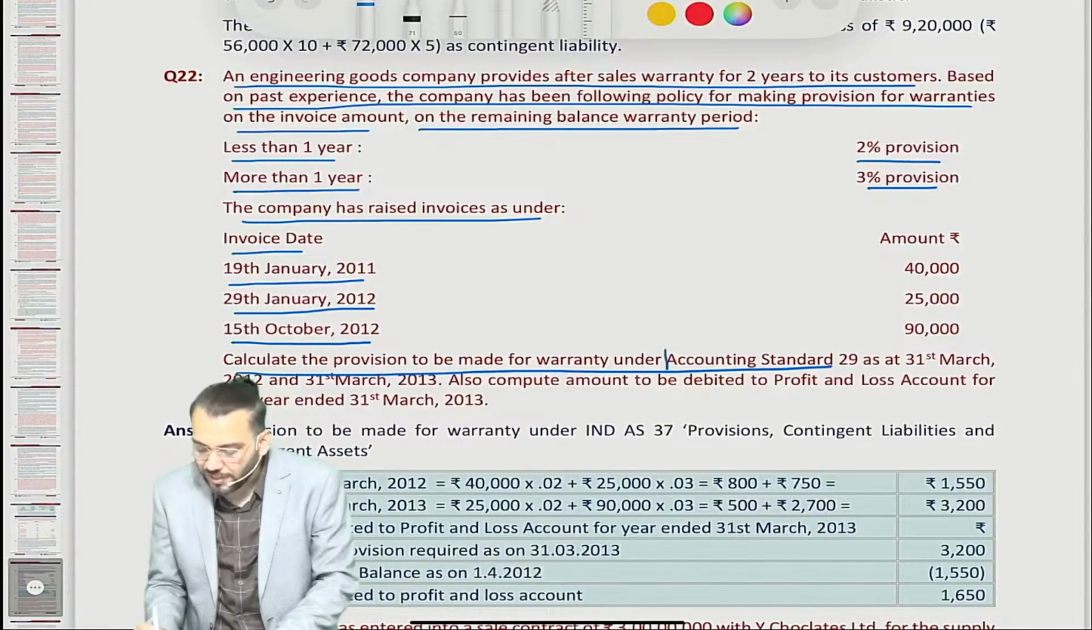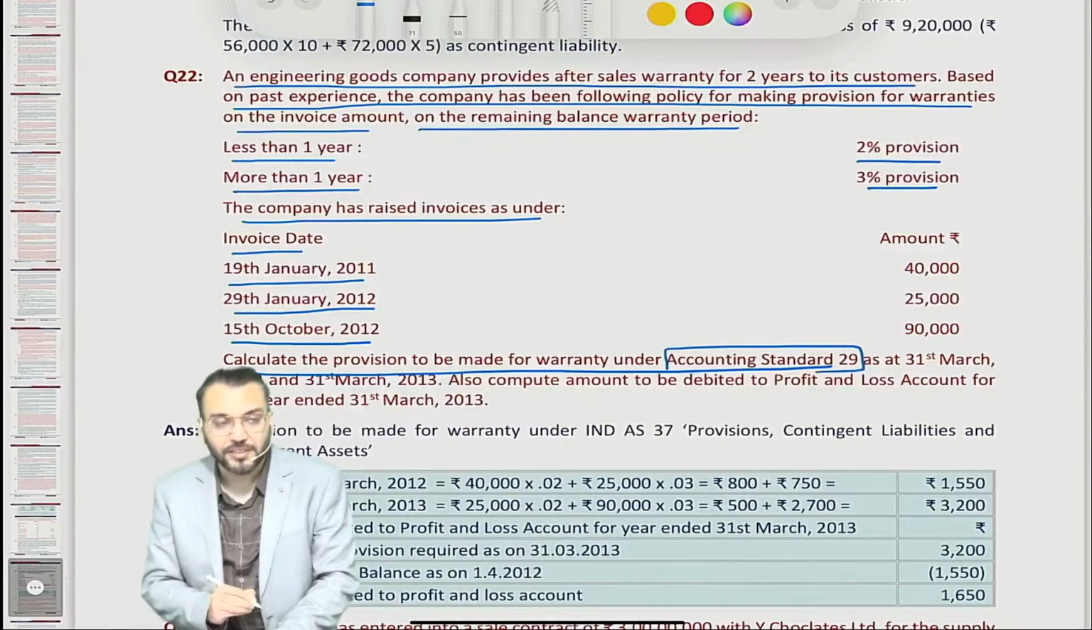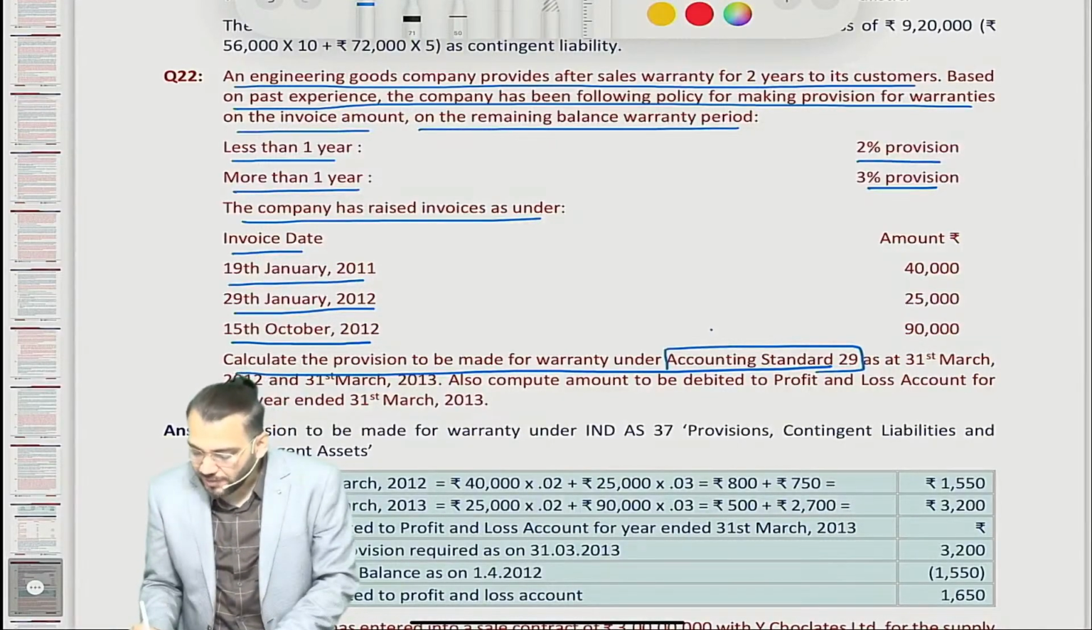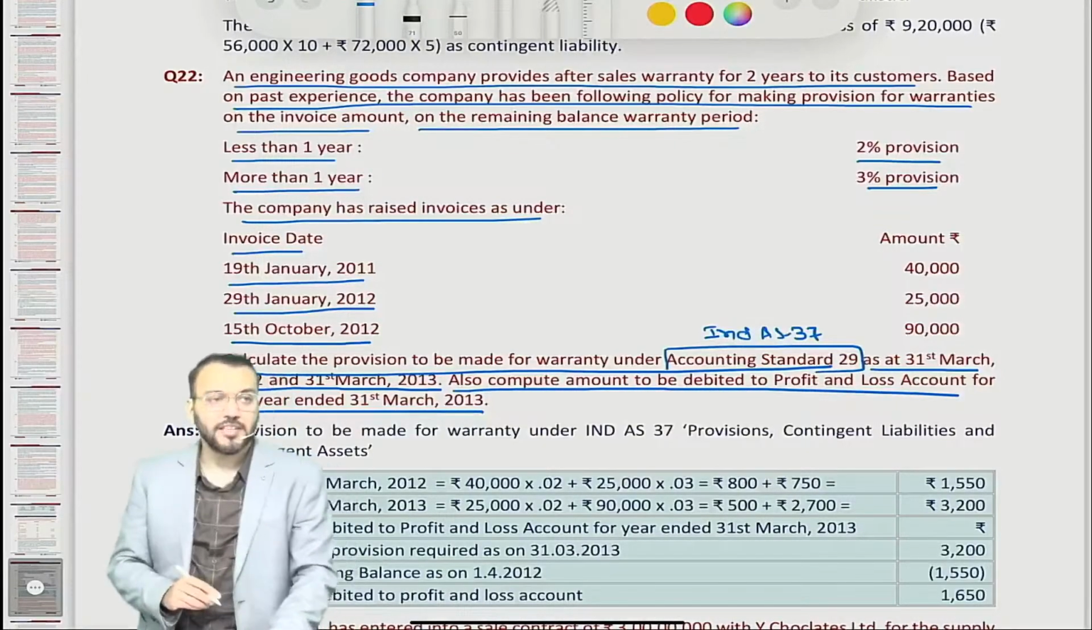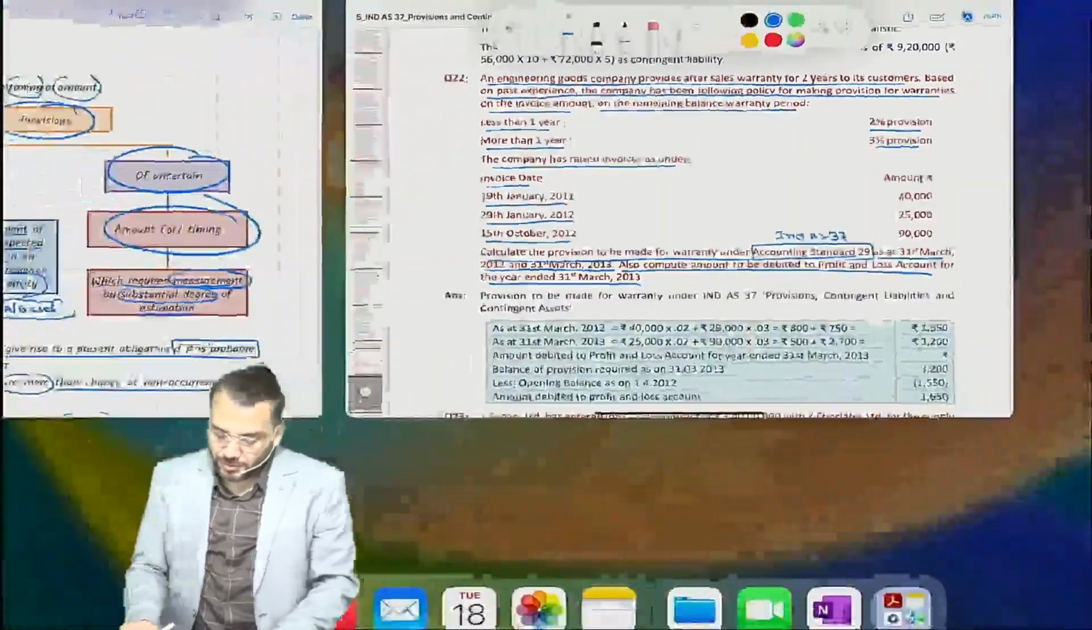You can see AS 29. This question I have taken from where? So we can say now in AS 37 only, because more or less they are the same. Correct? As at 31st March 2012 and 31st March 2013, also compute the amount to be debited to P&L account for the year ended 31st March 2013. Understood? Have you understood the question?